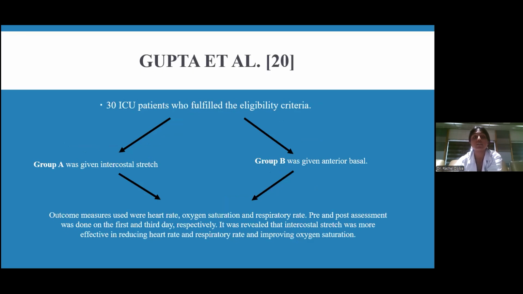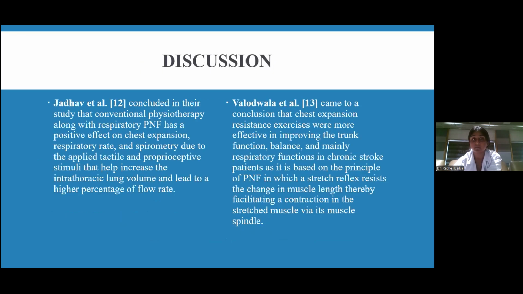Gupta et al. used 30 ICU patients who fulfilled their eligibility criteria. Group A was given intercostal stretch, while Group B was given anterior basal stretch. Outcome measures used here were heart rate, oxygen saturation, respiratory rate. Pre and post outcome measures were done on the first and the third day respectively, and it was revealed that the intercostal stretch was more effective in reducing heart rate and respiratory rate and improving oxygen saturation.